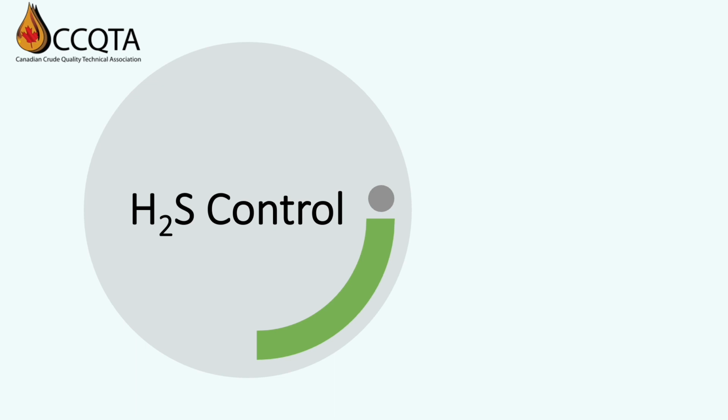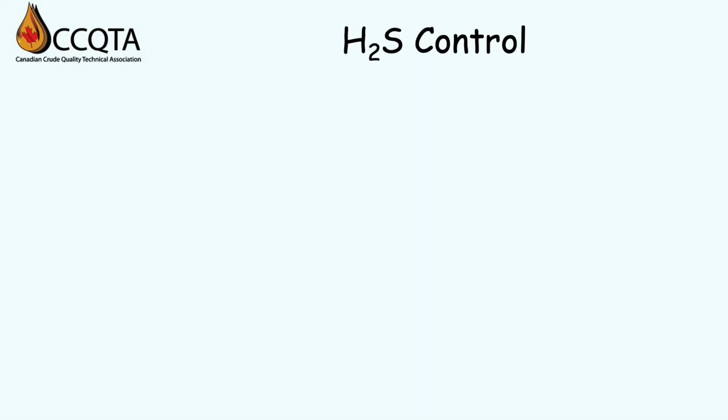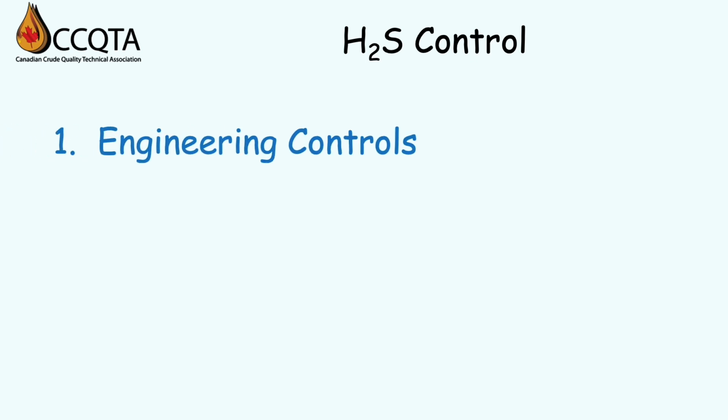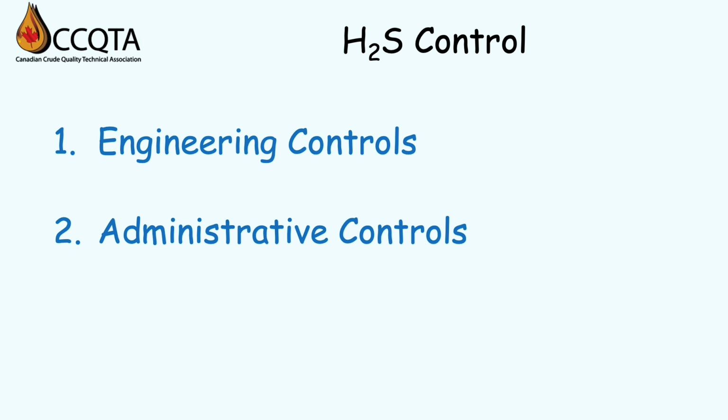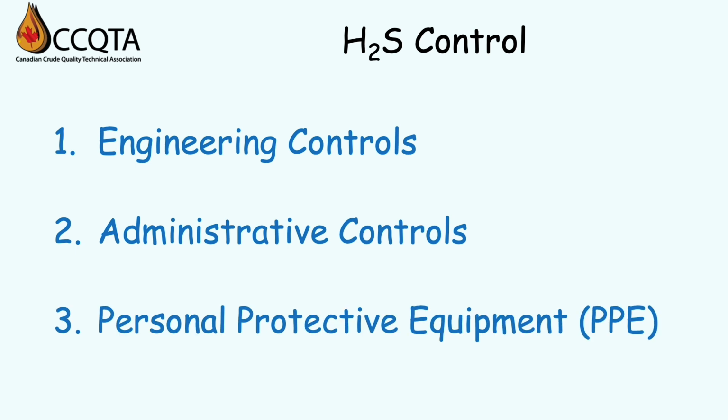At this point, we have looked at the properties of H2S, the sampling and testing methods available, and the interpretation of results based on the units of measure. Now we'll look at the ways H2S is managed or controlled in the industry. There are a few ways to control exposure to H2S, similar to any other hazard: engineering controls, administrative controls, and lastly, personal protective equipment.